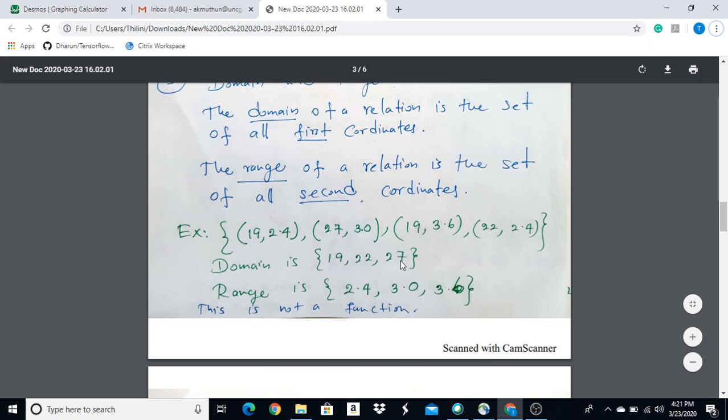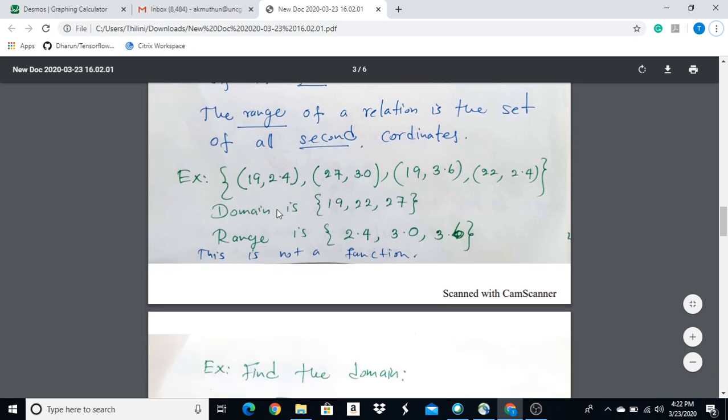So these are the collection of first coordinates in this relation, and the range is nothing but just the second coordinates in these ordered pairs. So it is 2.4, 3.0, 3.6 and 2.4. No need to write 2.4 twice. We write 2.4 once, and 3.0 and 3.6. So this is the range of this relation. But again, you can see that this relation does not represent a function.